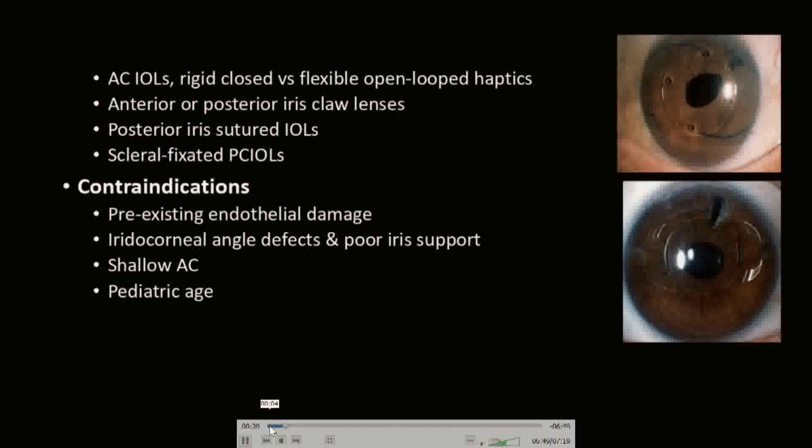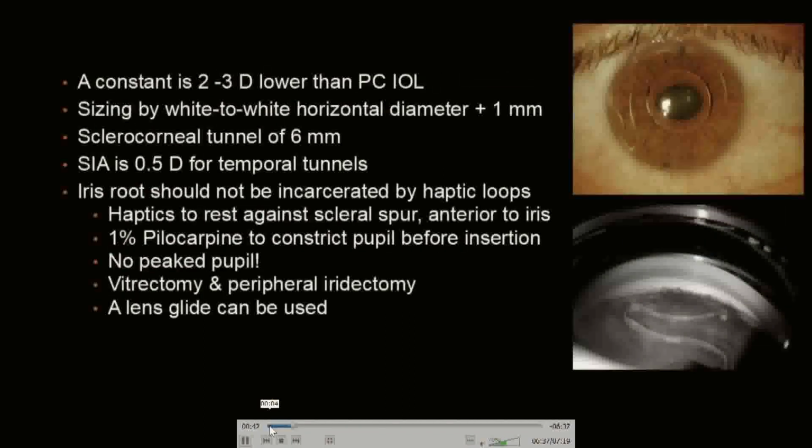There are contraindications: poor endothelium, iridocorneal angles that are not good, iris support that is not there, or a shallow chamber. In the pediatric age group, we would certainly avoid AIOLs. The A constant is 2 to 3 diopters less than a posterior chamber lens.